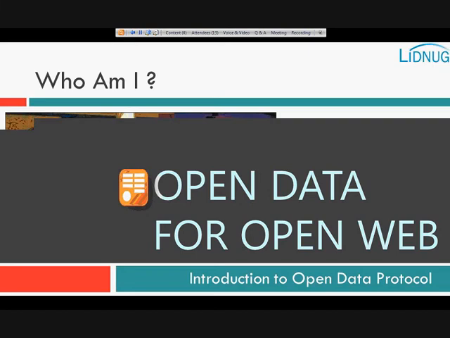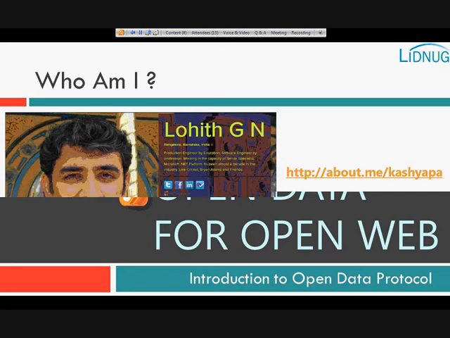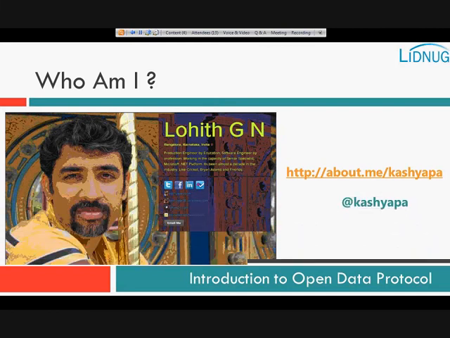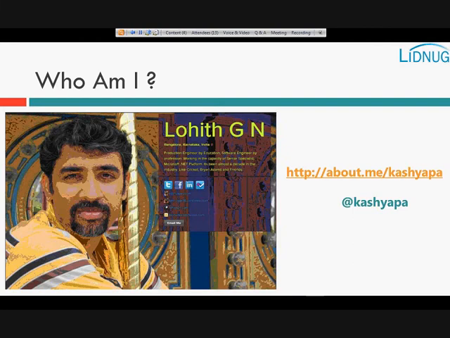So to start the presentation, my name is Lohith. I don't want to take much time getting into details about myself. Here's my online identity, about.me/Karshippa. I tweet with the same handle, Karshippa. So Twitter is the quickest way to reach me. If you go to about.me/Karshippa, you'll find everything, my blog, my Facebook, everything. So having said enough about me, let's move on.